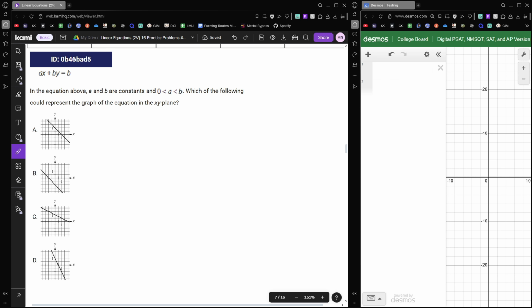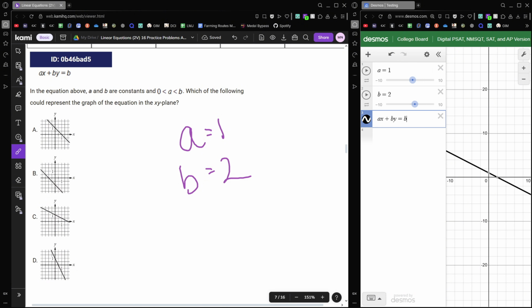Question number 7. In the equation above, a and b are constants, and 0 is less than a, which is less than b. Which of the following could represent the graph of the equation in the xy plane? So here they tell us that a is greater than 0, so we can just call a 1. And also tell us b is greater than a, so we can call b 2. Now let's go ahead and type this and our equation into Desmos.